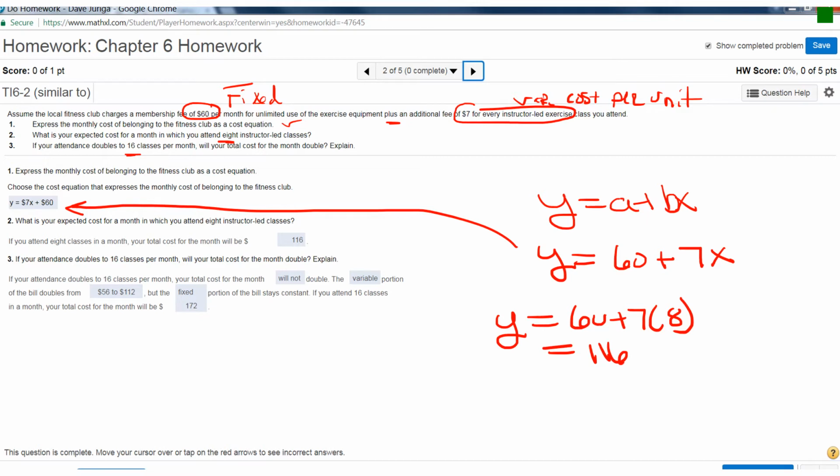That's part 2. Part 3 says if you took 16 classes per month, will your total cost double? No, because you have 2 parts here. You have a fixed part and a variable part. The fixed part's not going to change, but the variable part will double. So to calculate this one, it's going to be y is equal to 60 plus 7 times 16. So notice up here, you're going to get a variable part that's going to be changed from your $56 to $112. That's where they got this number. But your total cost would end up being $172.